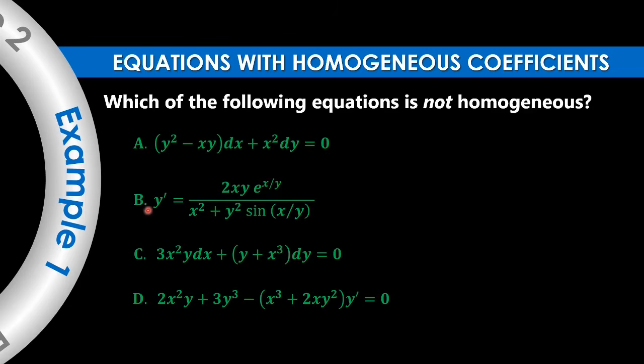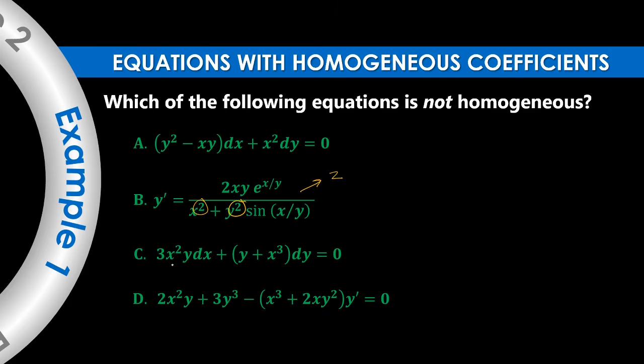How about the next one? Y prime equals, so here, in the numerator, the exponents of x and y are both 1, so the sum is equal to 2. Dito naman, 2 talaga. Ito naman 2 din. So this must be homogeneous with a degree of 2, just like the first one.